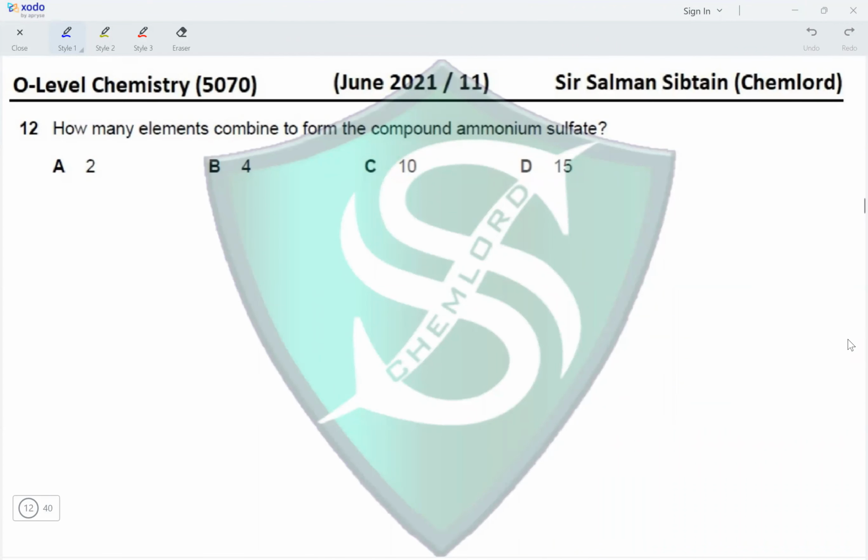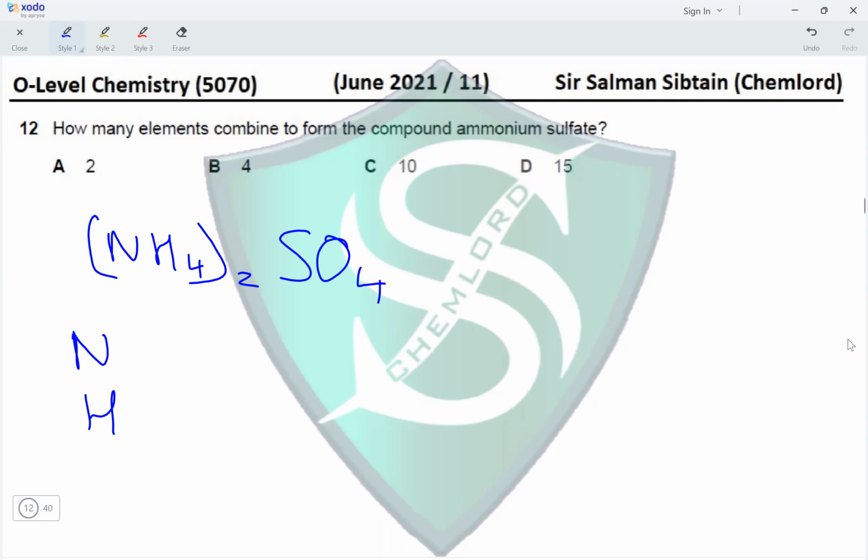Question 12. How many elements combine to form the compound ammonium sulfate? The formula of ammonium sulfate is NH4 taken twice and SO4. So what do we have here? We have nitrogen, hydrogen, sulfur, and oxygen. So altogether, four different elements are present in ammonium sulfate, making option B the correct option for this question.